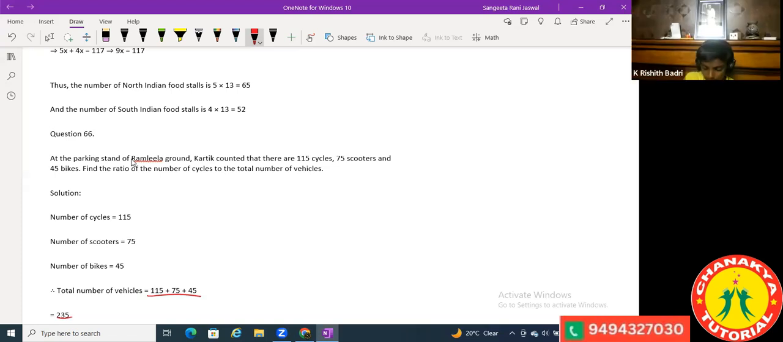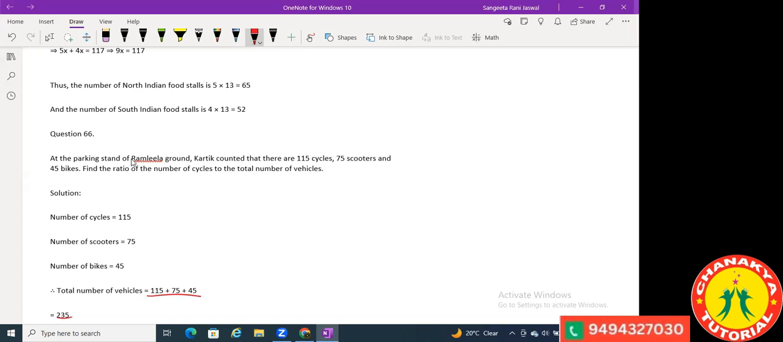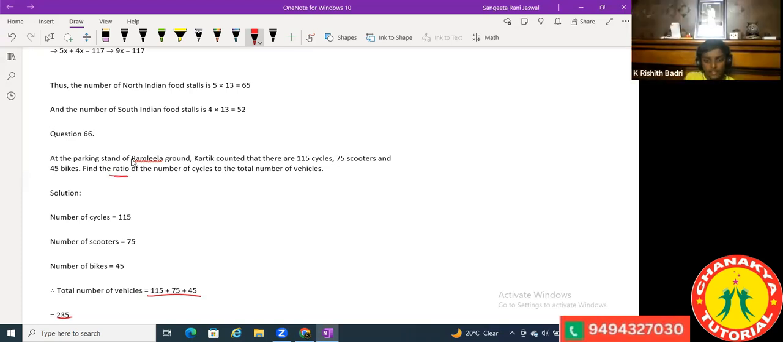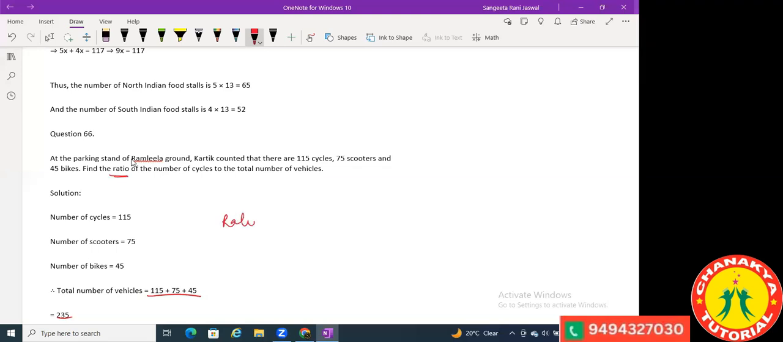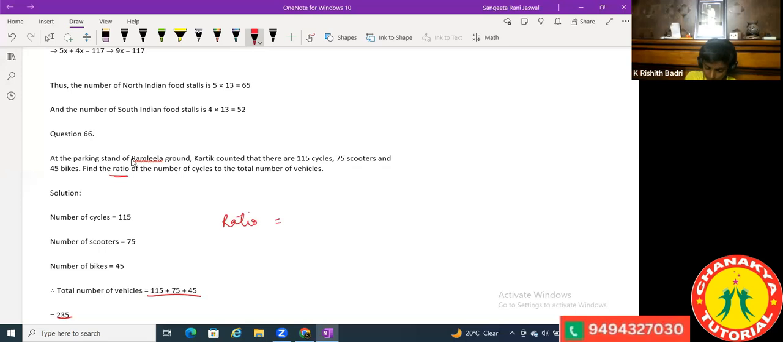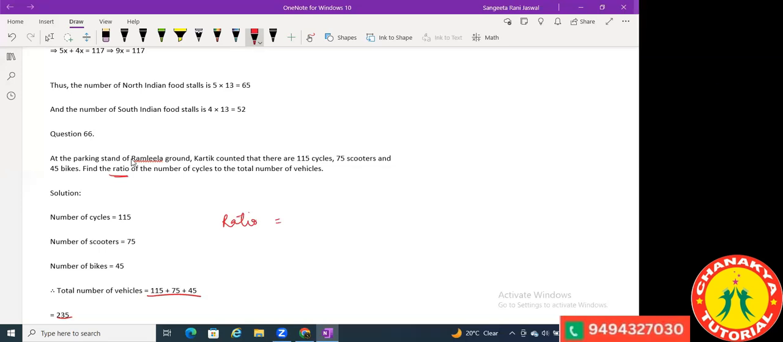Ma'am, total there are 235 vehicles. Yes, and then find the ratio. Ma'am, is it 23:47? 23 is to 47. Let me check. Ma'am, the number of cycles is 115 and total vehicles are 235.